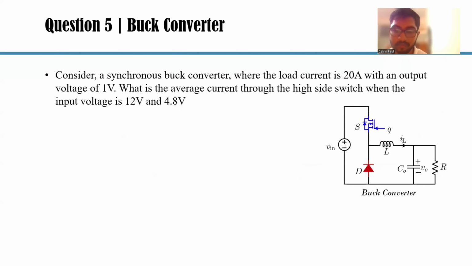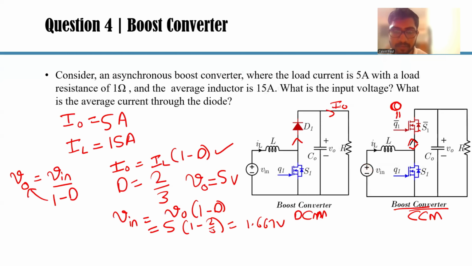One quick question: initially you mentioned the charge dump, the benefits of having CCM. Can you give more insights about it? Okay.